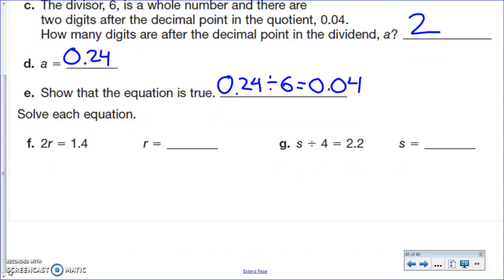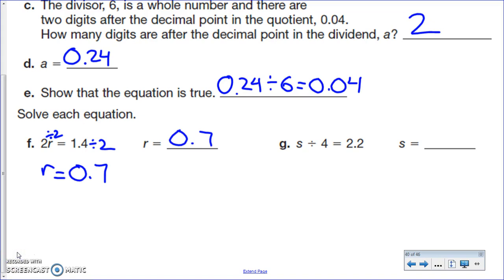For f, we have 2r, so 2 times r equals 1 4/10. To get the r by itself, because it's multiplying by the number, we're going to divide. So we're going to divide by 2 on both sides, because whatever we do to one side, we have to do to the other. So 2 divided by 2 is 1, so 1r is just r. 1 4/10 divided by 2 is 7/10. So r is going to equal 7/10.